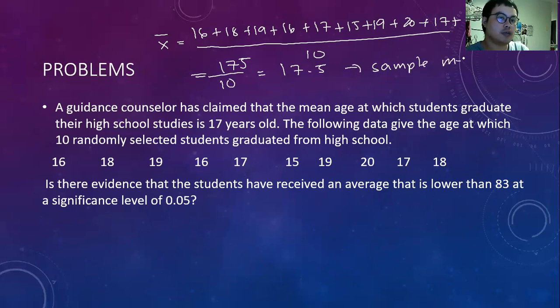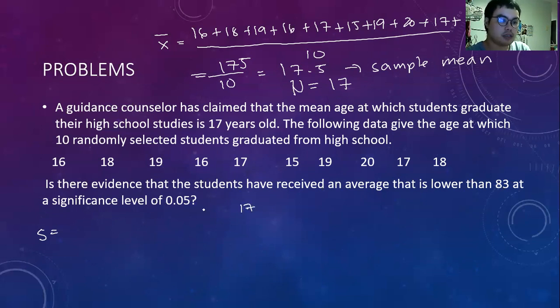So here we are going to state the given. This is easy for us to state the given because we're now computing for the sample mean. Okay, so the population mean is 17. To get the sample standard deviation, what we are going to do is very long, so please be patient. We're going to form a table.